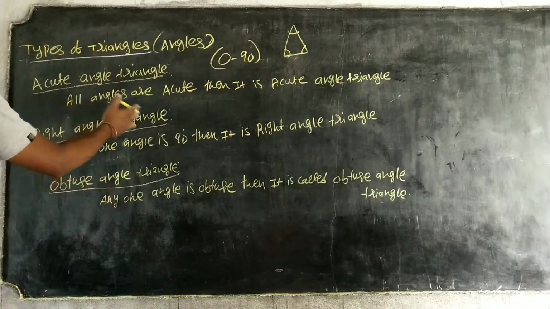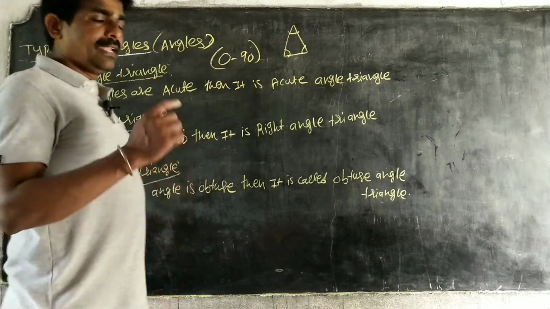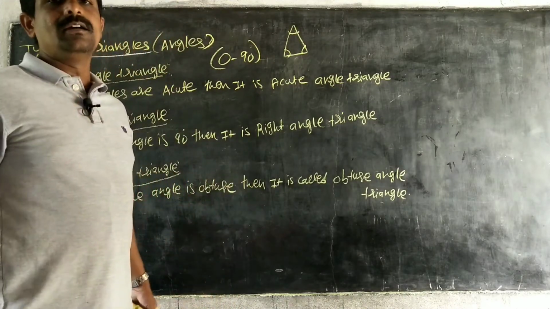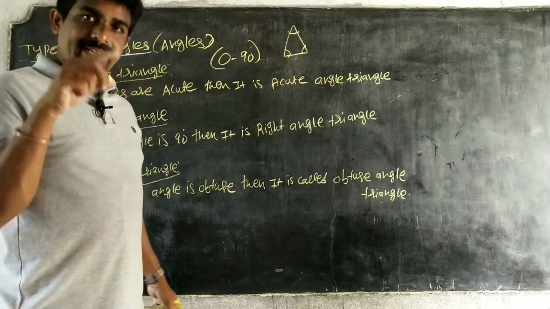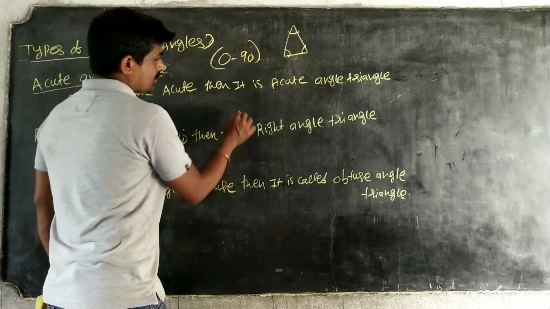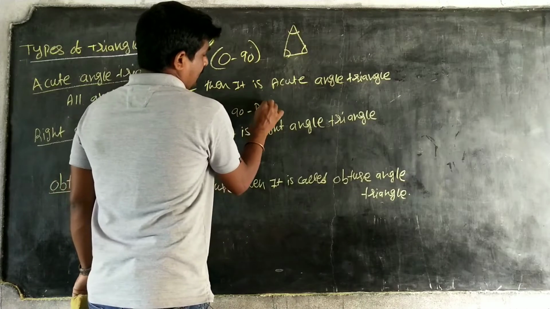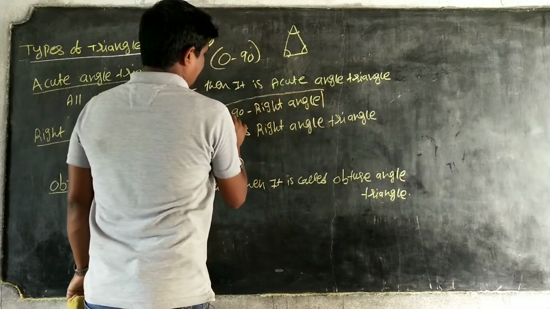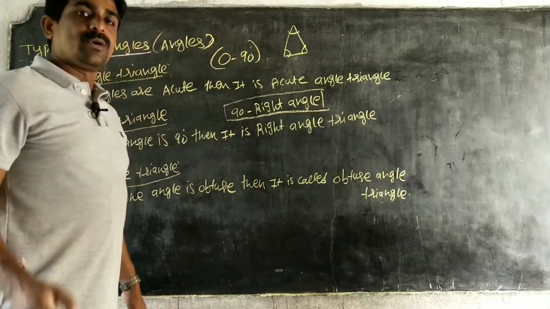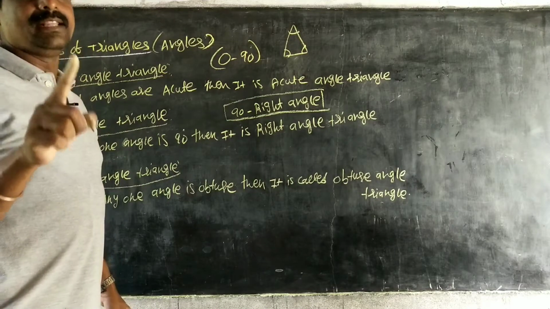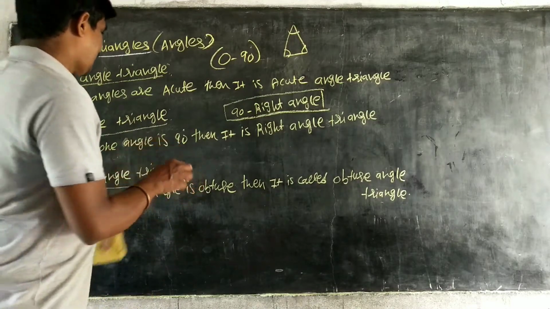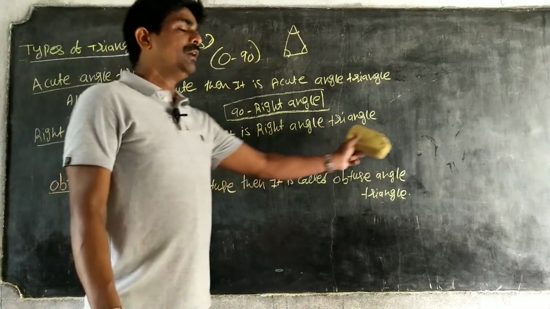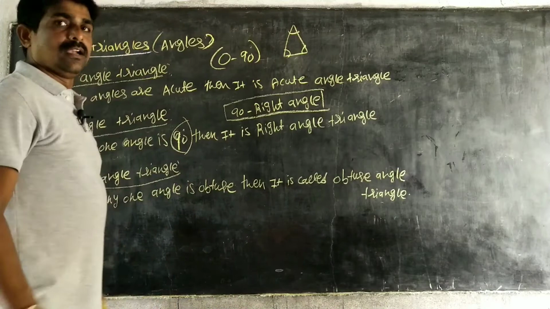Next, right angle triangle. What is a right angle triangle? In a triangle, if any one angle is 90 degrees, then it is called a right angle triangle. We call 90 degrees a right angle. This is the right angle, therefore it is called a right angle triangle. So in a triangle, any one angle is 90 degrees, that is called a right angle triangle.